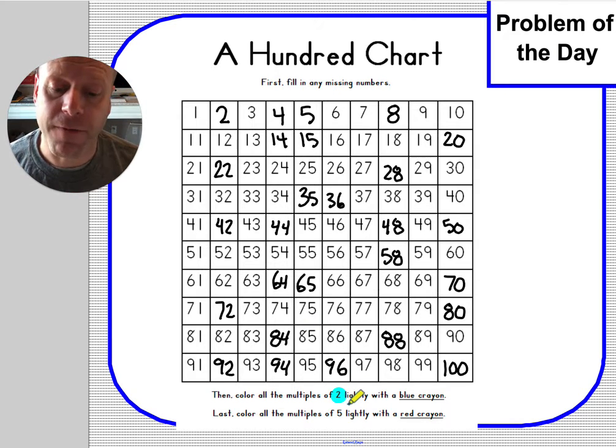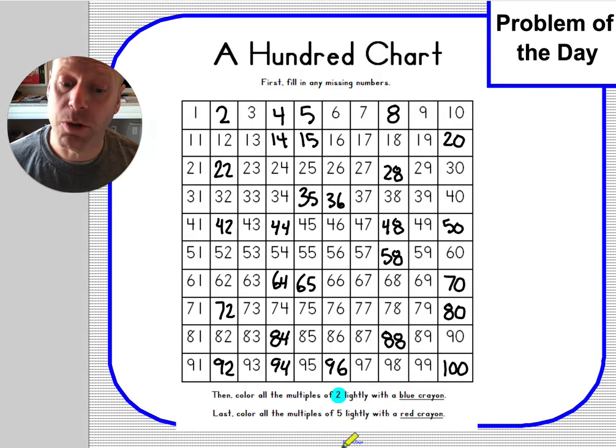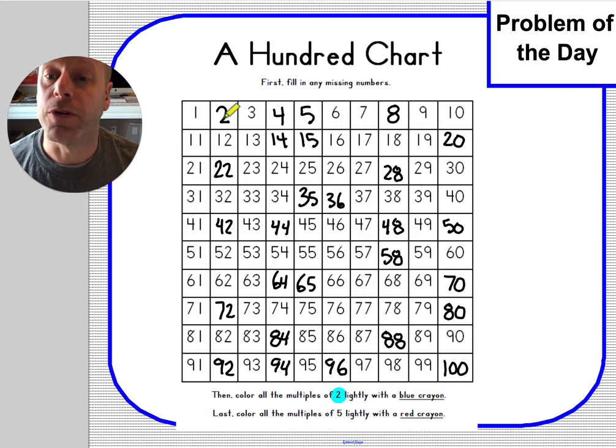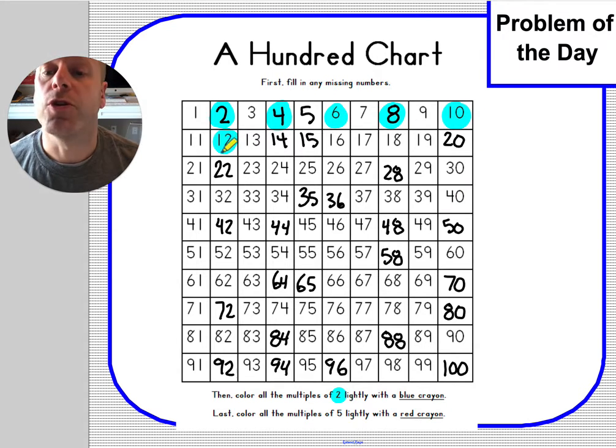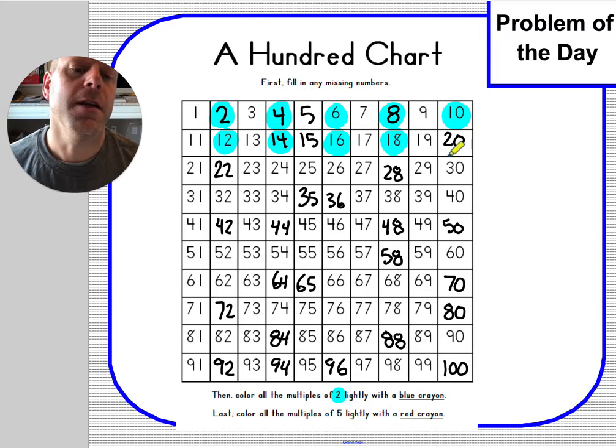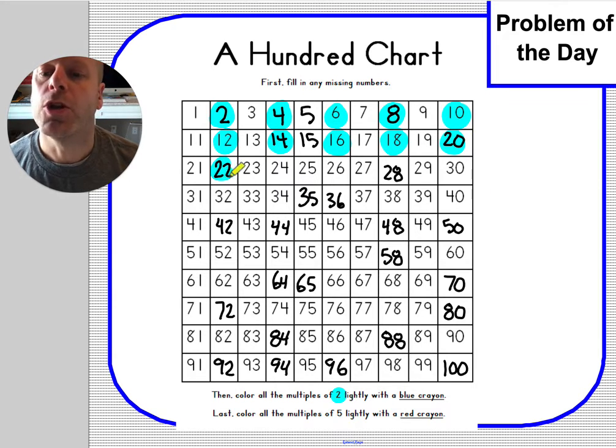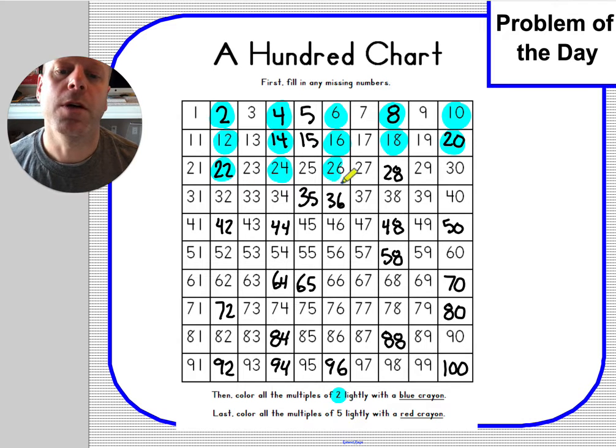I want you to create a pattern. And our pattern at first is going to be counting by 2s, right? So use the highlighter tool on the bottom, and we're going to find the multiples of 2. And to do that, we're just going to skip count our 2s. 2, 4, 6, 8, 10. These are our even numbers. 12, 14, 16, 18, 20. 22, 24, 26, 28, 30.